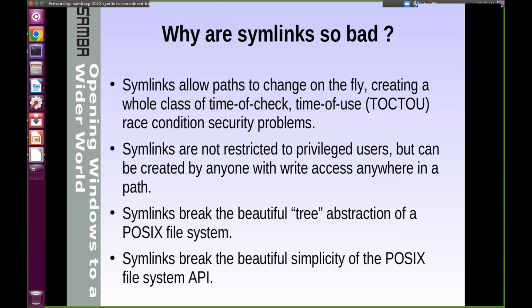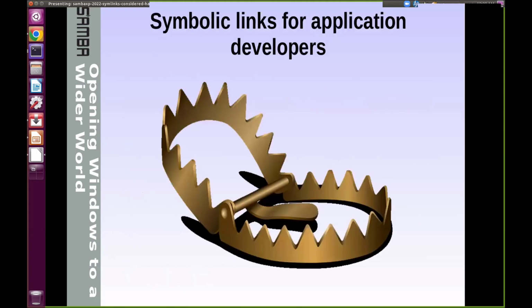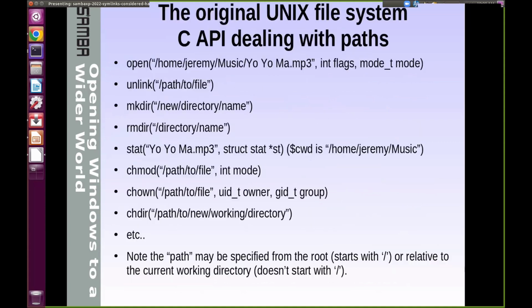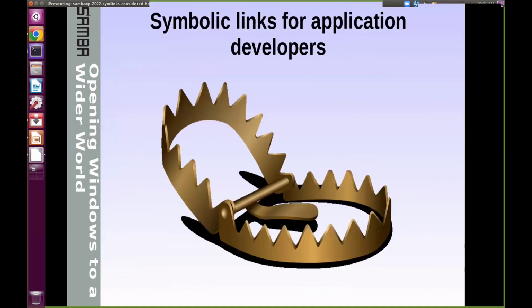They break the beautiful tree abstraction. It's no longer a tree, it's a graph. It has loops, it's a mess. And they also ended up completely shattering that beautiful API I showed you here. I mean, beauty's in the eye of the beholder, but that really is a very simple, easy to explain conceptual model of how you access files and directories. This is utterly useless now. Let me explain.